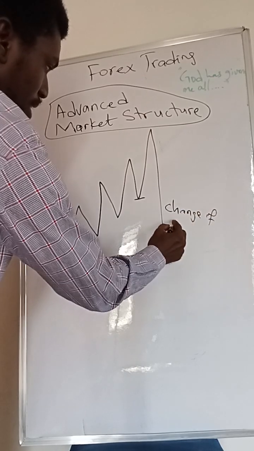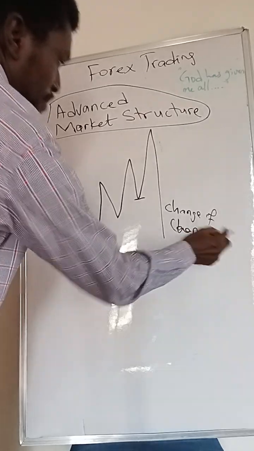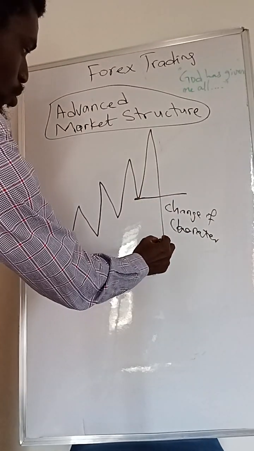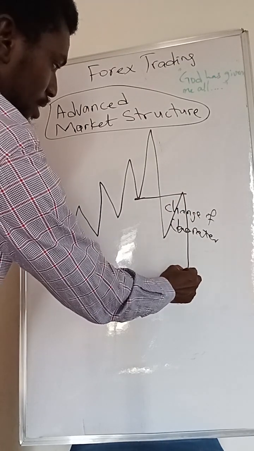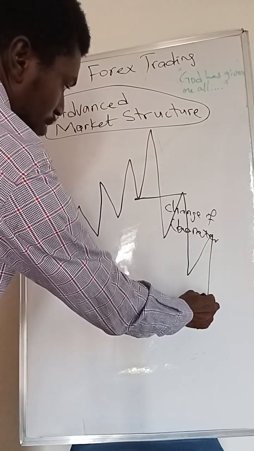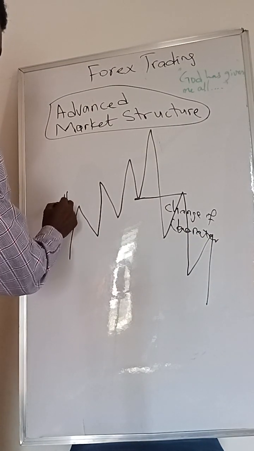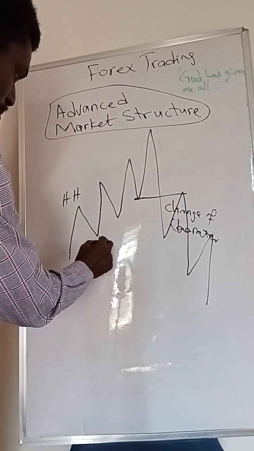of character. This is a change of character because it means the market can now begin to trade on the bearish dimension. And we've identified this as a higher high, and this is a higher low.